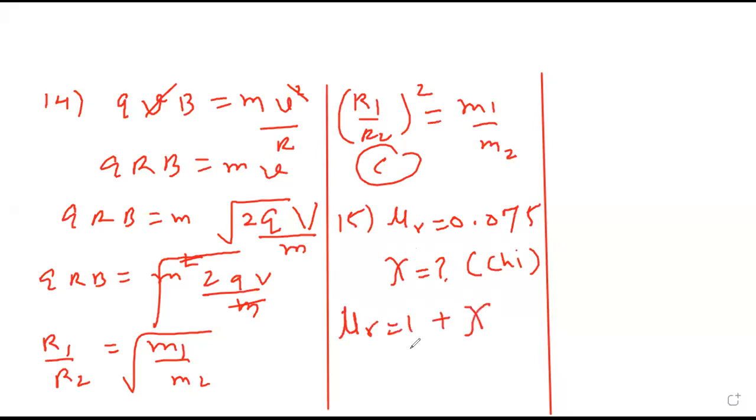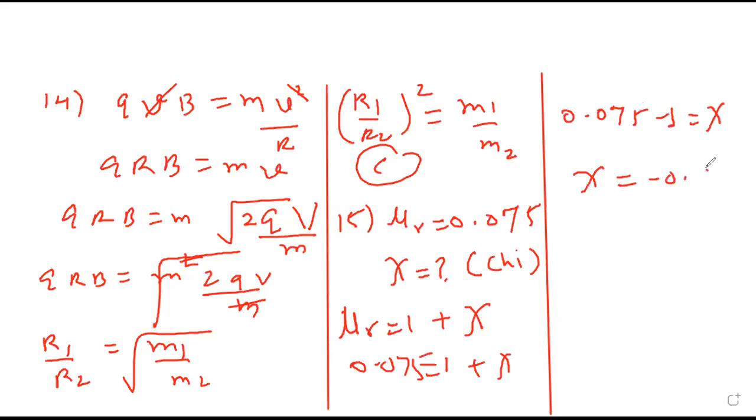We are going to derive this in the magnetic materials chapter. So 0.075 is 1 plus chi. 0.075 minus 1 is chi. So chi will be minus 0.925. Option is 0.925. Complete this too.